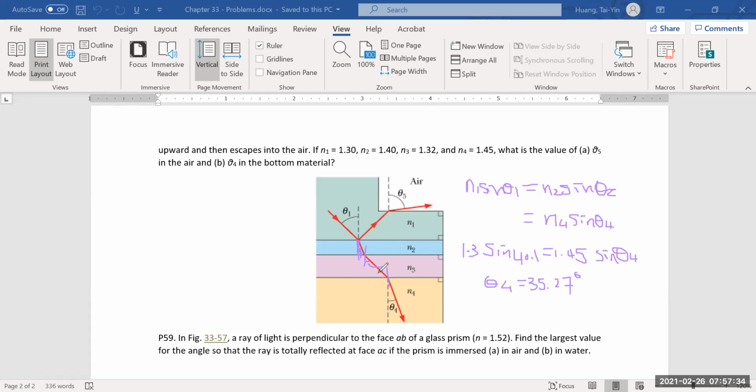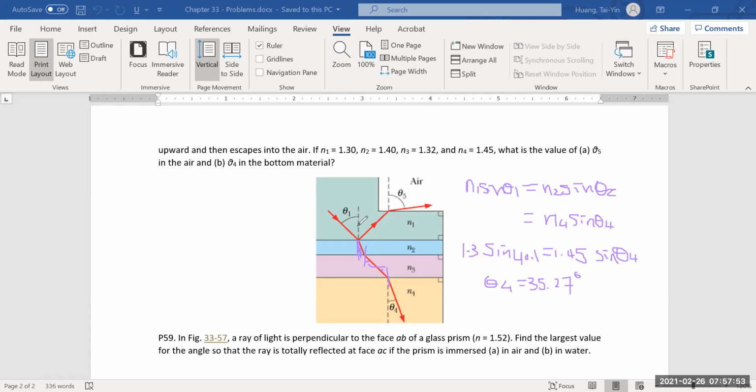Okay, so this is how you calculate by applying Snell's law. Even though it looks like you have to calculate theta 2 and then theta 3 and so forth, you don't, once you recognize that this angle is that angle, and then you can just apply N1 sine theta 1 equal to N4 sine theta 4. Okay, now regarding theta 5, let's look at this.